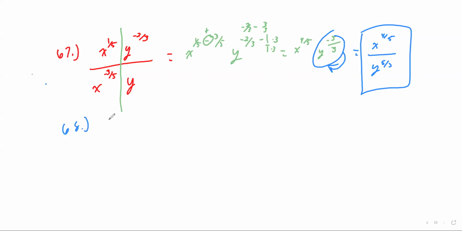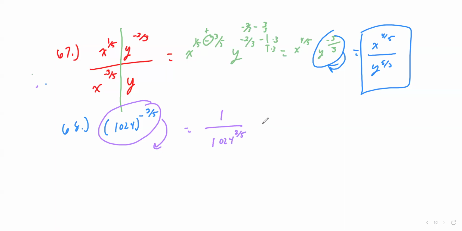Number 68 is 1,024 raised to the negative 2/5. All right, for starters, there's not much to simplify other than the fact that it's a negative exponent. So I'm just going to go ahead and get rid of that and say this is 1 over. Remember, if the numerator goes all to the denominator, there's always a 1 on top. So this would be 1 over 1,024 raised to the 2/5.